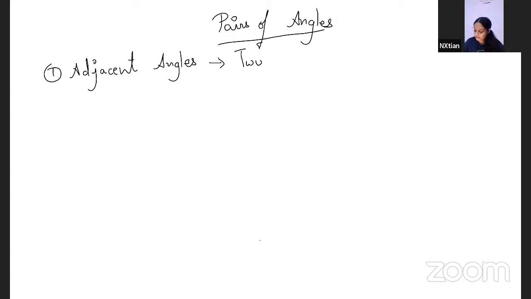Two angles that share a common vertex and a common ray or a common side. We will see the diagram of it and we'll see how that is formed.